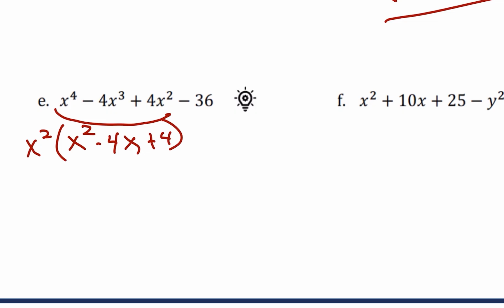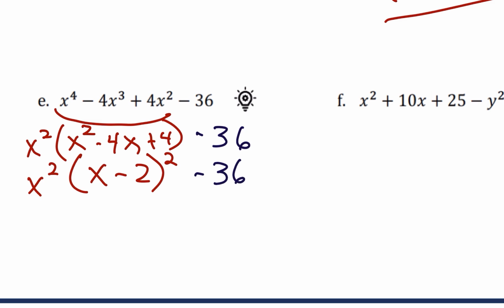Okay, and this time I think I will color code it a little bit to make sure you can see what's what. Okay, so now the trinomial in that parentheses is a perfect square trinomial. So I can now write it as x minus 2, the quantity squared, and then I still have the minus 36. Okay, now it's the difference of two squares again.